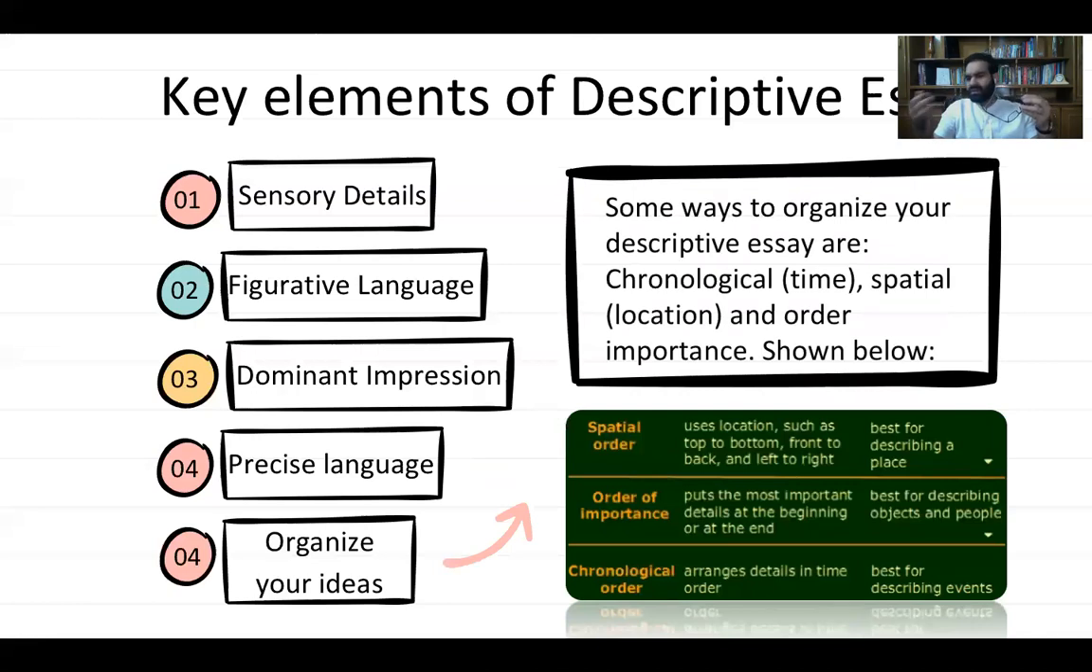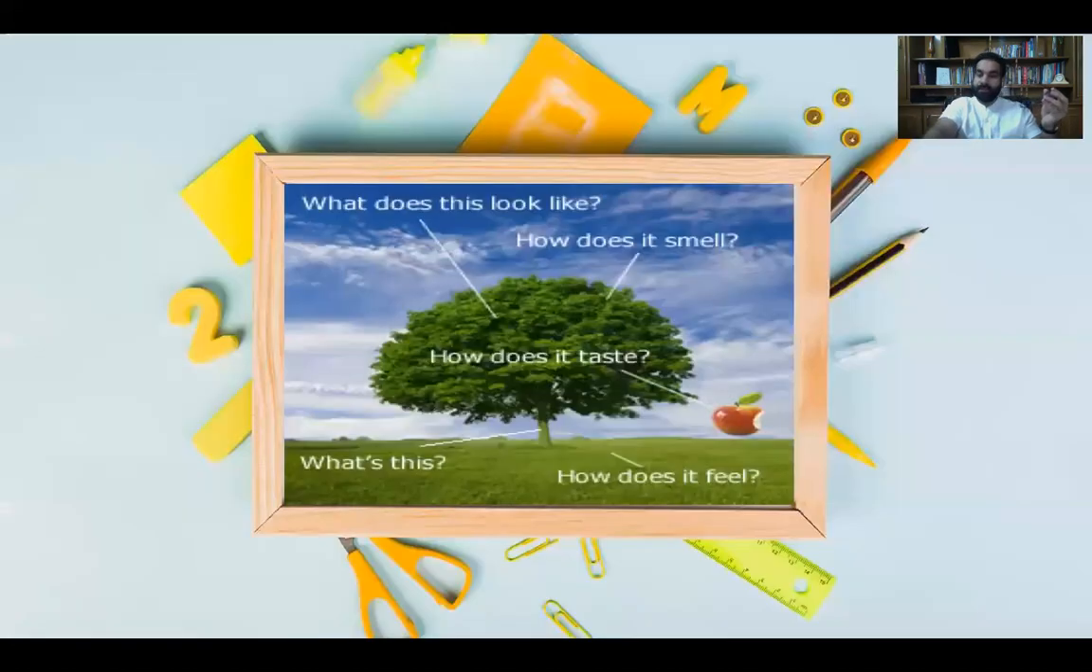Some ways to organize your descriptive essays are logical, time, maybe spatial location, and order of importance, shown below. Spatial order uses locations such as top to bottom, front to back, and left to right. Best for describing a place. Order of importance puts the most important details at the beginning or at the end. Best for describing objects and people. Chronological order arranges details in time order, best to describe events. So that's how it goes.